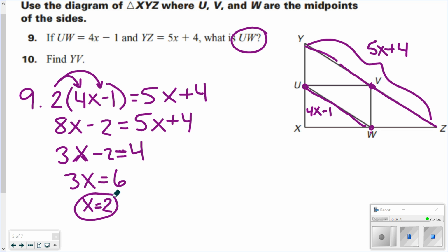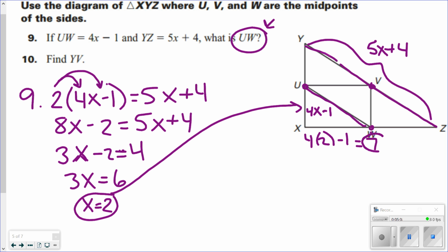But I'm not done because it asked me what is the length of UW. Well, we got to plug x back into my equation for UW, which is 4x minus 1. So that's 4 times 2 minus 1. 4 times 2 is 8, minus 1 is 7. So my answer is 7.